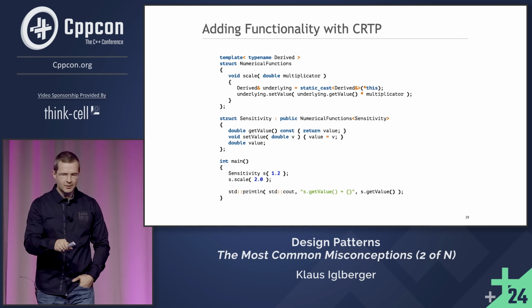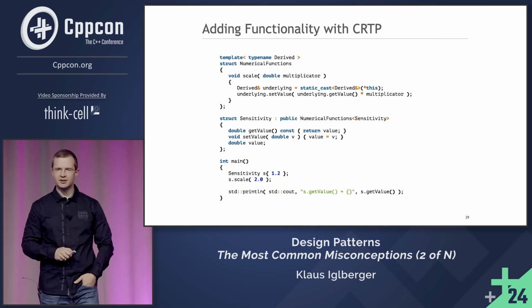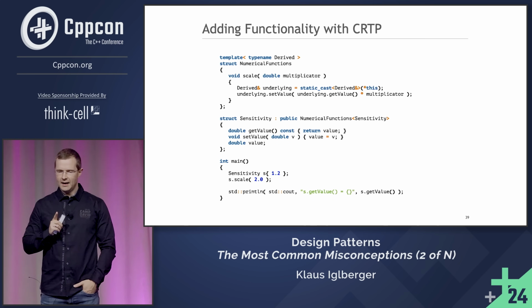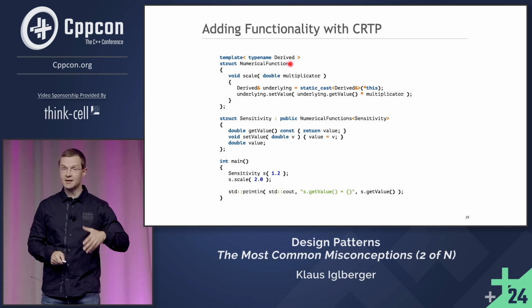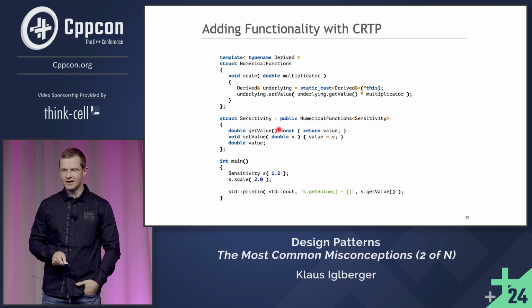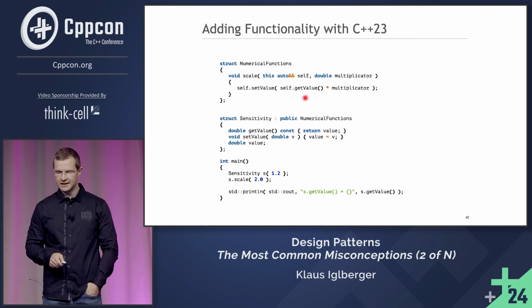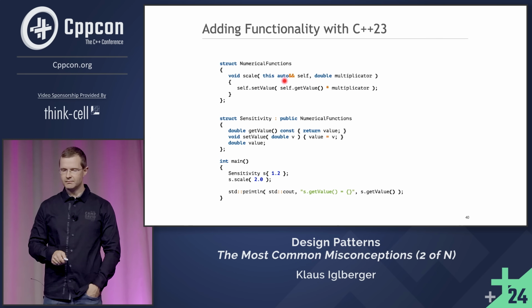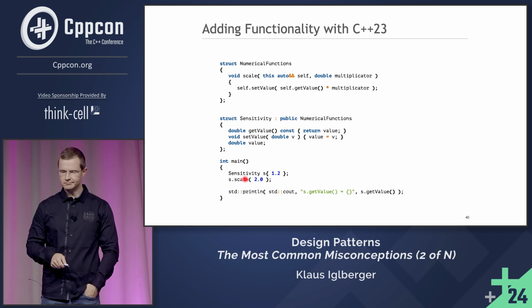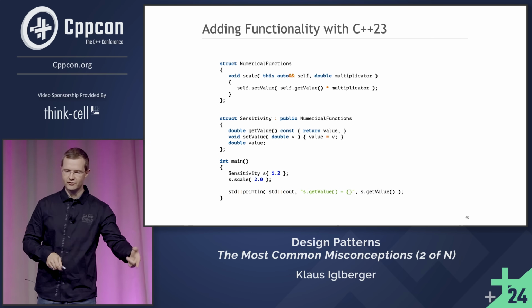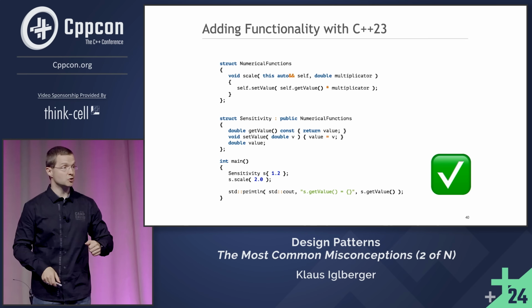So remember the example with the numerical functions base class and the sensitivity derived class. In this context, the numerical functions class provides something that I inject into the derived class. Some injected functionality. And I use the thing via the derived class. I don't really bother about numerical functions. Sensitivity is the thing that I use. In that context, I can very easily use an explicit object parameter. This works, because at this line, I will deduce the type of the derived object. This works, this is good.